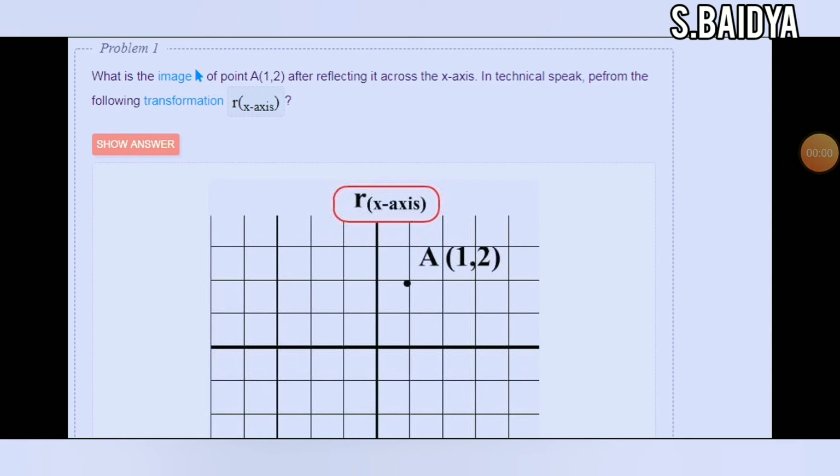Let us solve some problems related to reflection. The first problem is, what is the image of the point (1, 2) after reflecting it across x-axis? So here is the point A (1, 2). We have to reflect that point through x-axis. Here we know the formula. When a point is reflected through x-axis, then its abscissa remains same, but the ordinate will change its sign. So the answer will be (1, minus 2).